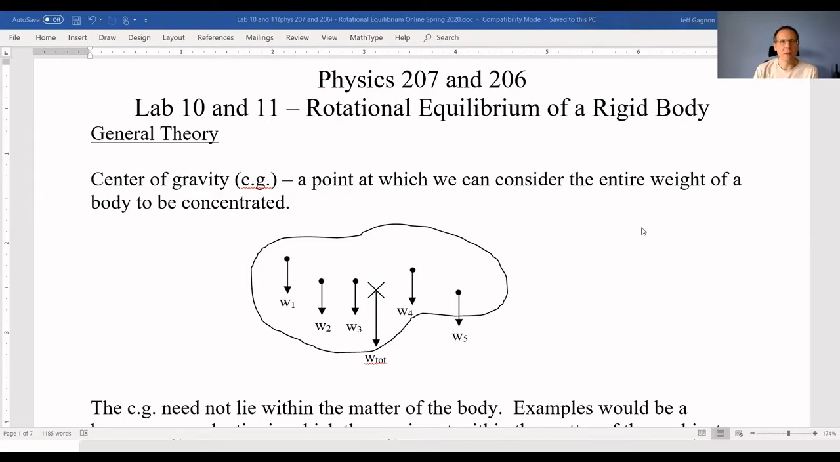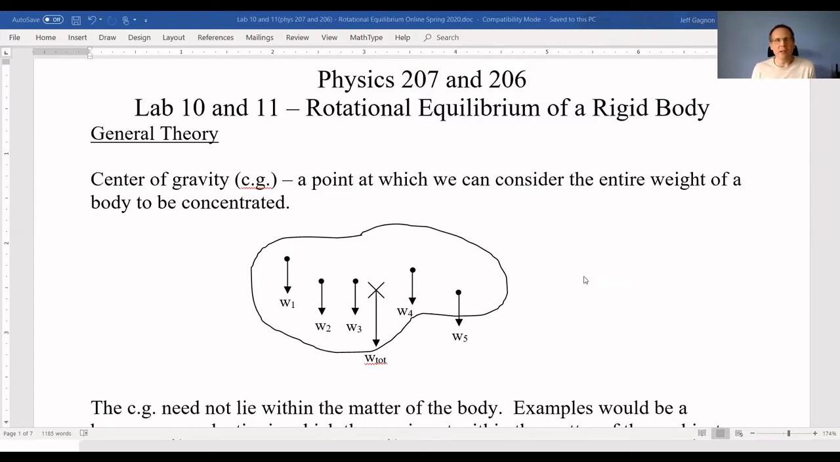Hello, everyone. Welcome to Physics Lab 10 for Physics 207, or Lab 11 if you're in Physics 206. This lab is going to be on rotational equilibrium and torques. To start, I want to give a couple of definitions first before I describe what torque is. And again, make sure you watch my video on how I collect the data. I also explained a little bit about what I'm going to talk about now in that video.